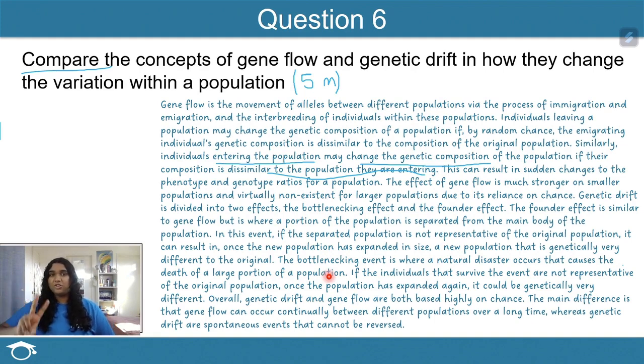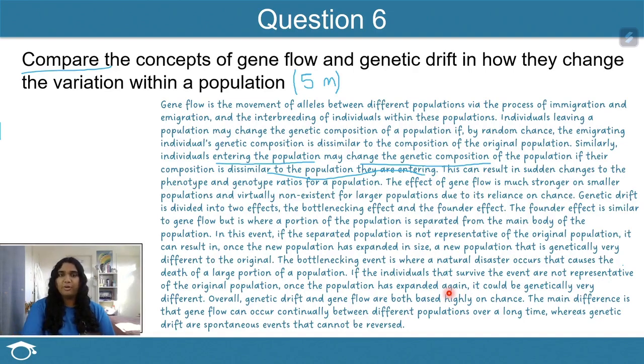So, just so you don't get them confused, founder effect is where some kind of stimulus breaks the population into a small surviving population and the main population. Bottlenecking effect is where a natural disaster or a stimulus kills off most of them, leaving a small surviving population. If the individuals that survive the event are not representative of the original population, once the population has expanded again, it could be genetically very different.